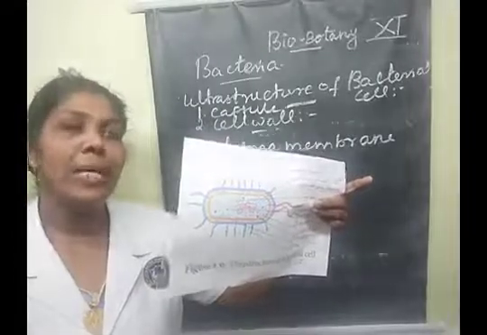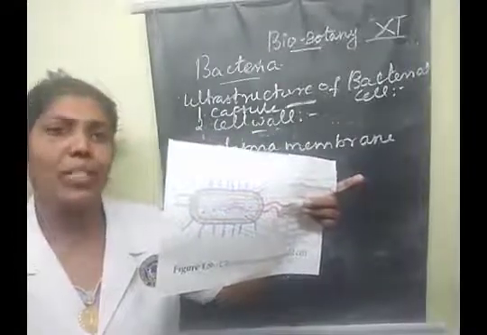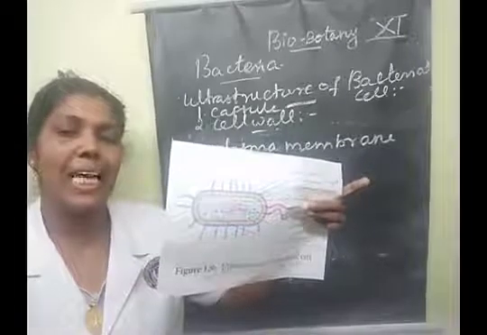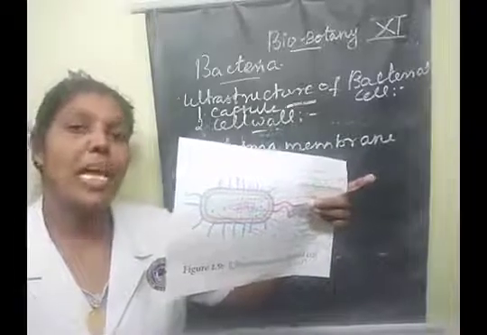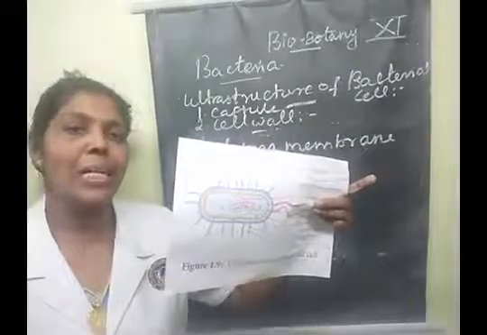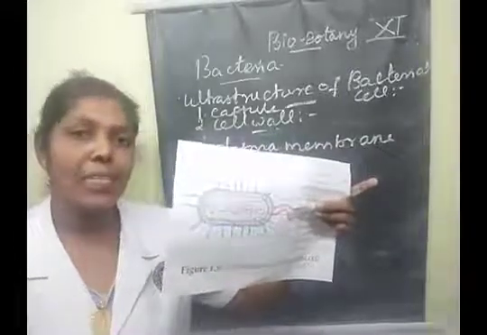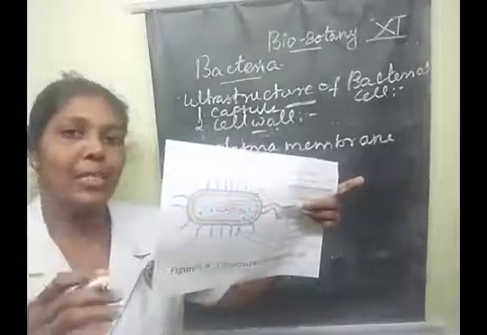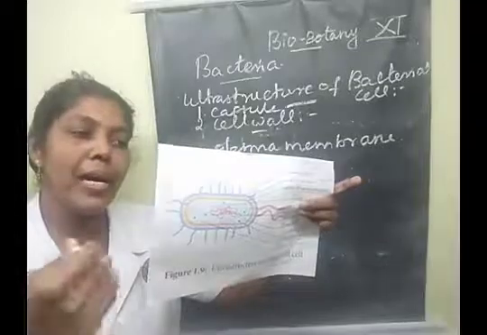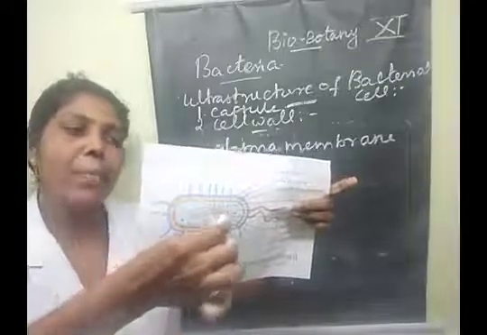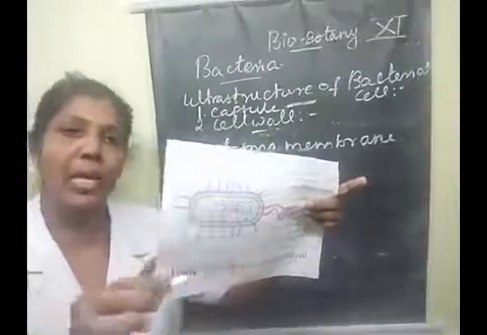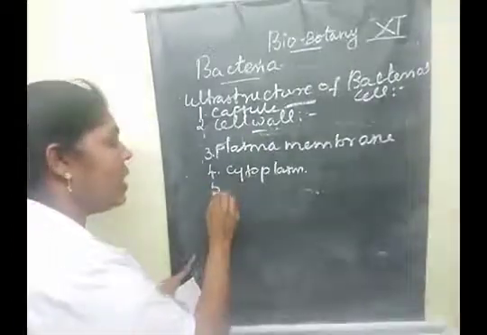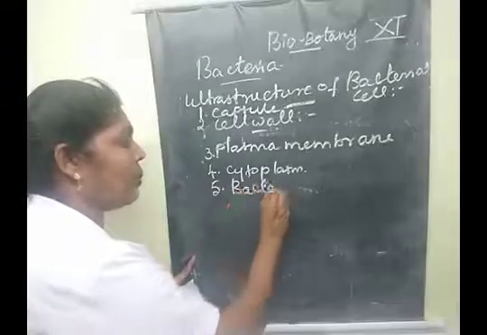The cell inclusions are certain granules like sulfur granules and beta hydroxybutyrate granules, and gas vesicles are also present. Clear, children? So these are the items present in the cytoplasm. Next, inside the cytoplasm many items are there, and we learn them one by one. Clear, children? Yes.